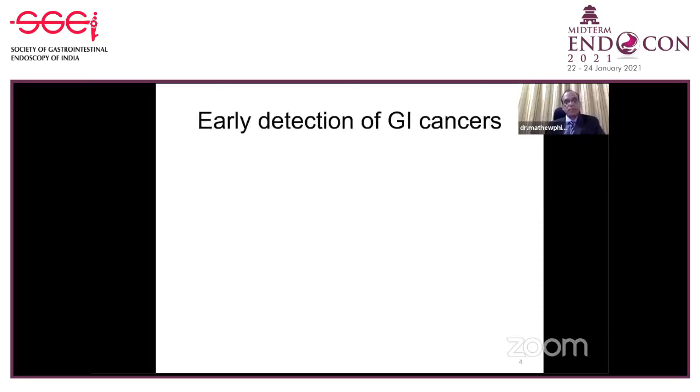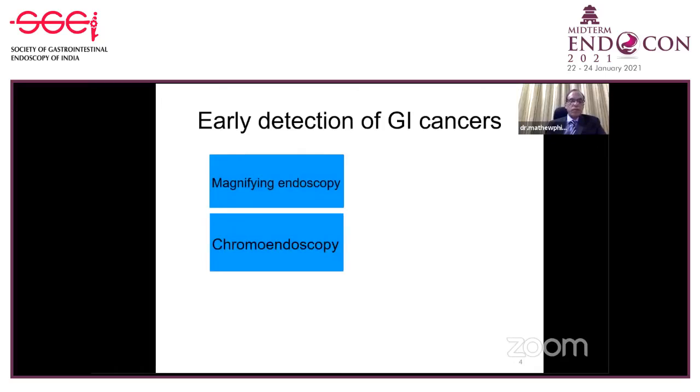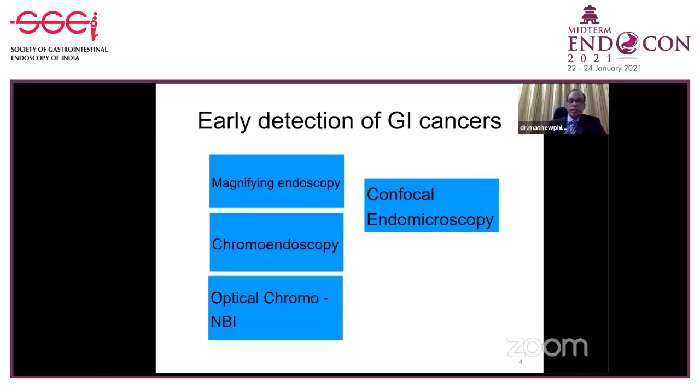In early detection of GI cancer, you have magnifying endoscopy, chromoendoscopy and optical chromoendoscopy, that is narrowband imaging. But we know that we also have two other modalities which look at the histology as well. They are confocal endomicroscopy and endocytoscopy.